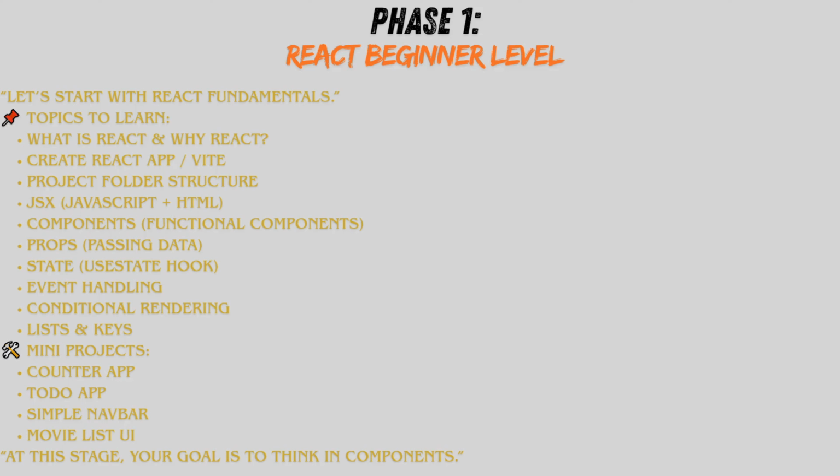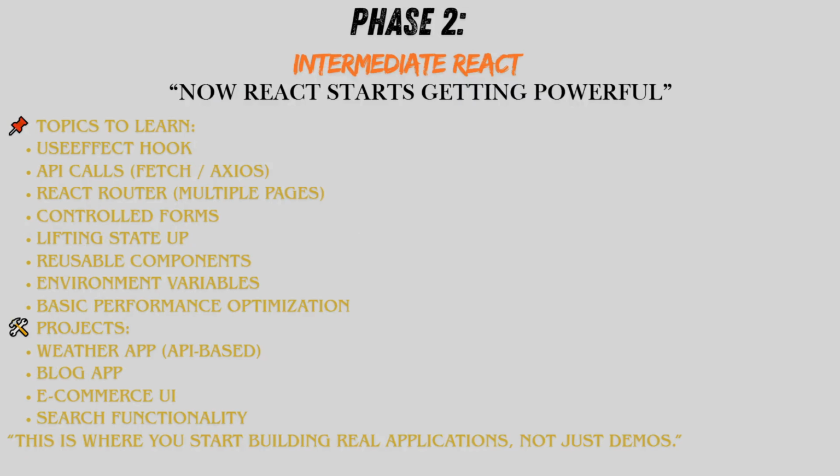Okay, so at this stage your goal is to think in components. Within components, what operations are there, how components work, how state variables work in the components, how the component life cycle works. All these things we will learn at a beginner level.